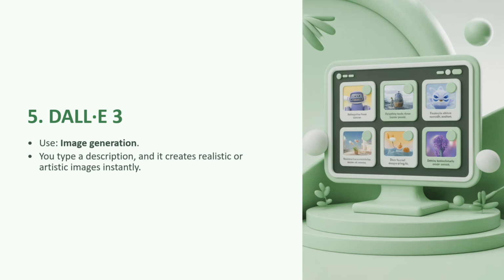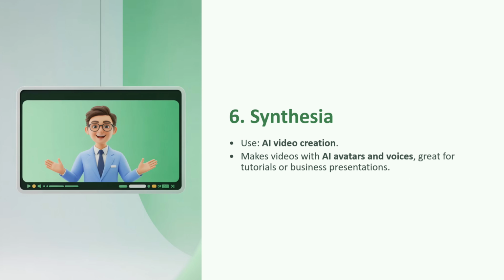Fifth one is DALL-E 3. It is used for image generation. You type description and it creates realistic or artistic images instantly. Sixth one is Synthesia. It is used for AI video creation. It makes videos with AI avatars and voices and great for tutorials or business presentations.